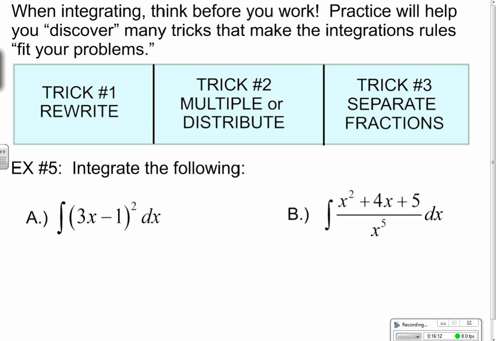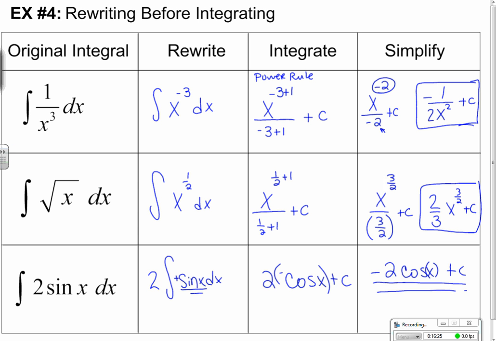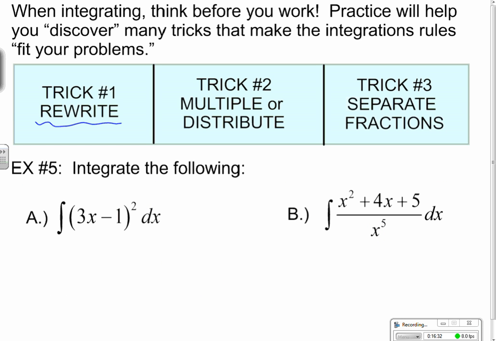Okay, so there are some tricks to learn about integration that maybe we can make things simpler for ourselves. Trick number 1 is to rewrite things, just like we just worked on, making that power that was sitting down below into a negative exponent. That's one of our tricks, rewriting it. Trick number 2 is to multiply or distribute things, such as in this case of letter A, and then sometimes separating fractions out can be helpful, trick number 3.